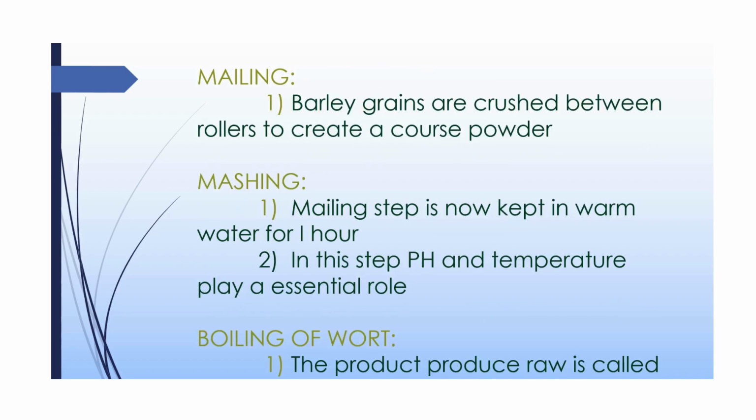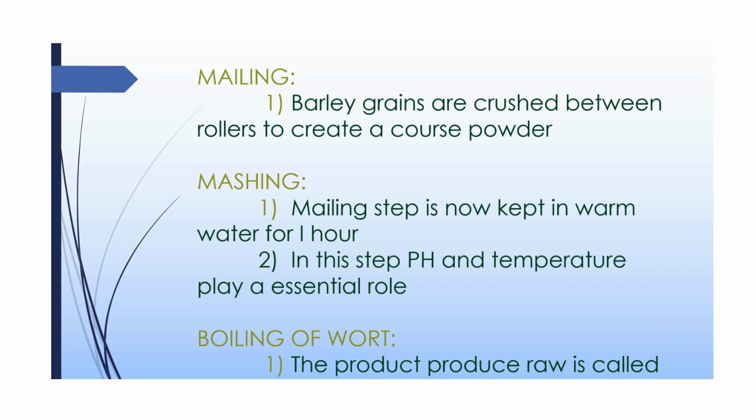Milling. Grains are crushed to create a coarse powder. Mashing. The milled grain is now kept in warm water for 1 hour. In this step, pH and temperature play a very major role. A slight increase or decrease in pH and temperature reduces the enzyme activity, and it leads to a low quality product.